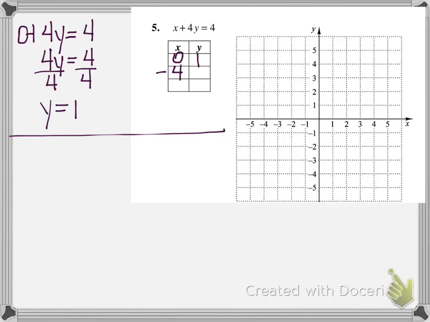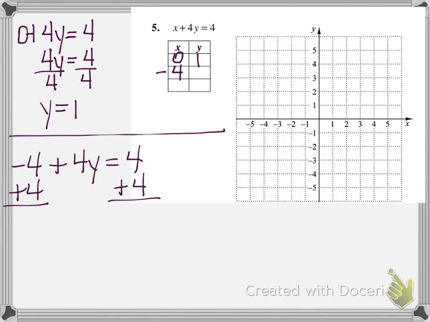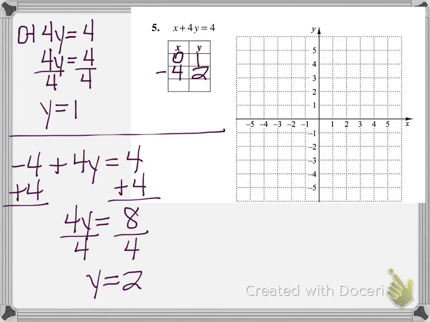So if I plug in negative 4 plus 4y, let's see here, I'd have to add 4 to both sides. Yeah, this will work. So I have 4y equals 8, and that is definitely divisible by 4. So y equals 2. So that gave me 2 ordered pairs.